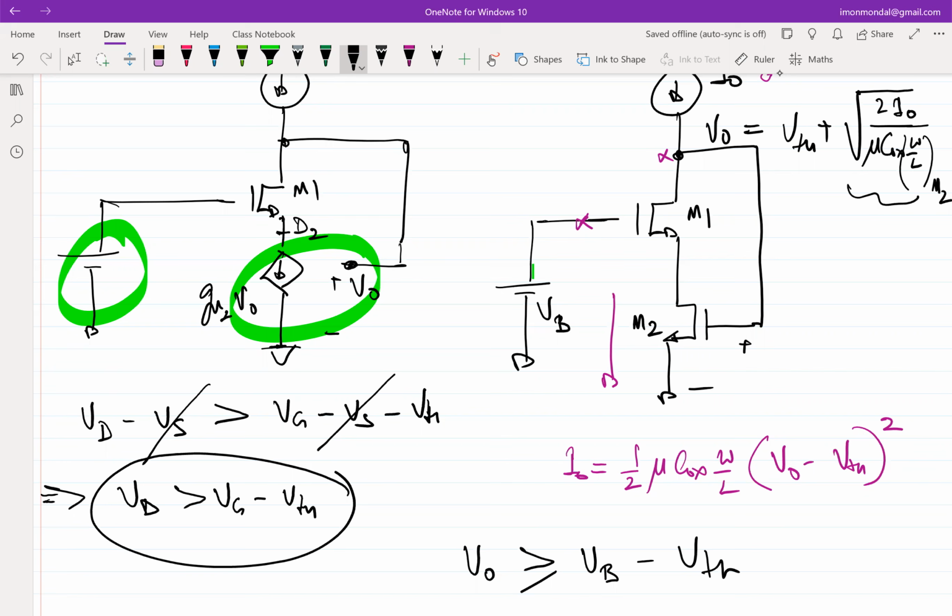So essentially what I'm trying to get at here is that if I reduce, let's say, VB by delta V, what part of the circuit is getting affected?